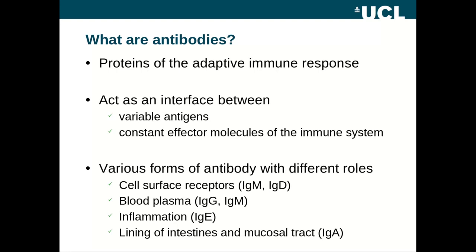There are a number of different forms of antibody. Some of them are cell surface receptors, such as IgM and IgD antibodies. Some float around in the blood plasma, such as IgG, which is the most important class of antibody, and also a slightly different variant of IgM. Some of them are involved in inflammation, such as IgE, and others involve the lining of the intestines and the mucosal tracts in order to act as a first line of attack. We'll come back to those in a few minutes.